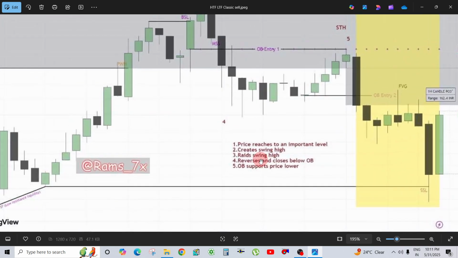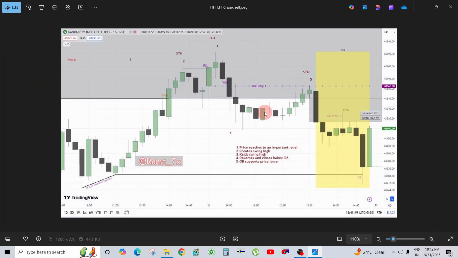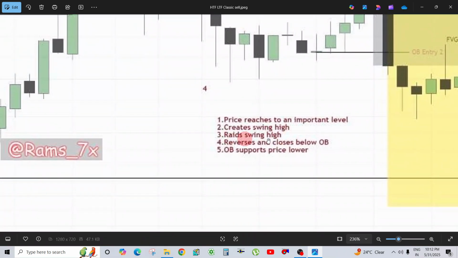So now we are going to discuss the 5 points of the checklist before taking any trades. First one, price reaches an important level, which is an HTF key level or HTF fair value gap, starting from monthly, weekly, daily and 4-hour. Second, create swing high. Third, right swing high. Fourth, reverses and closes below order block. Fifth, order block supports price lower.